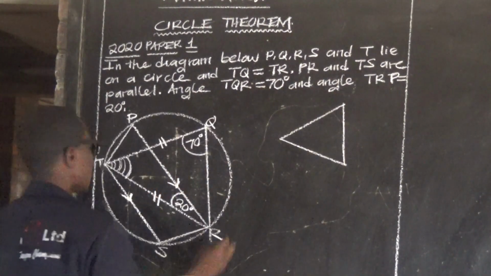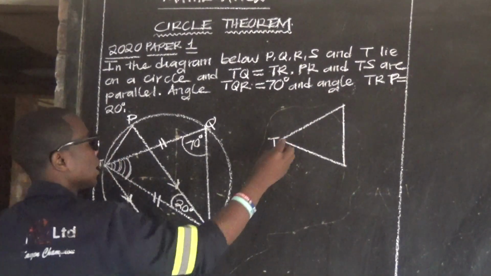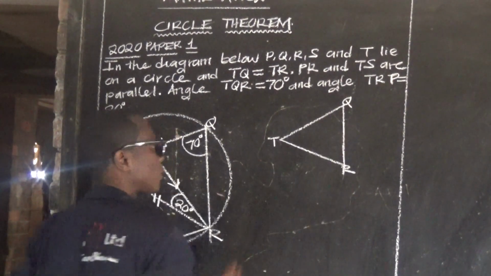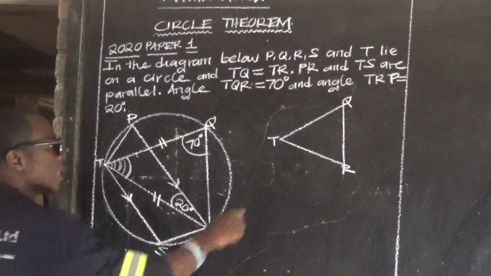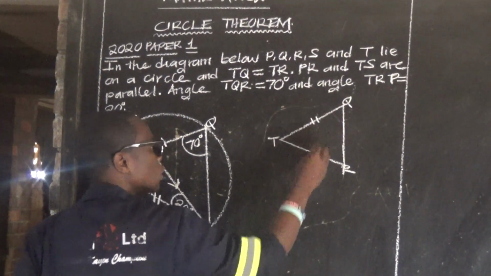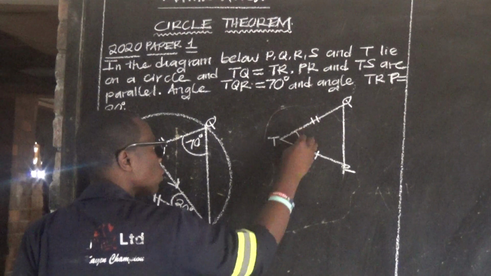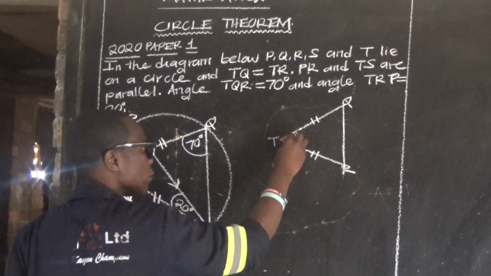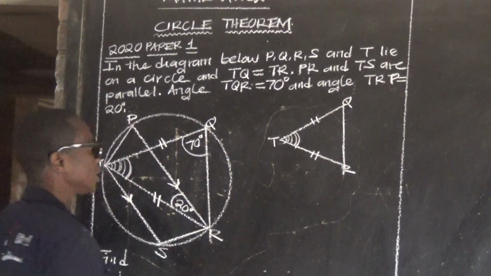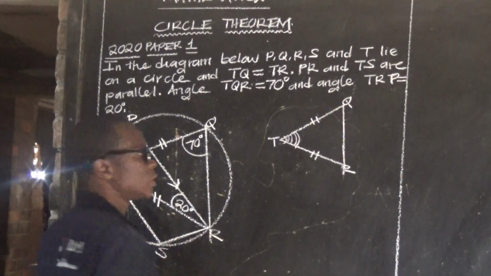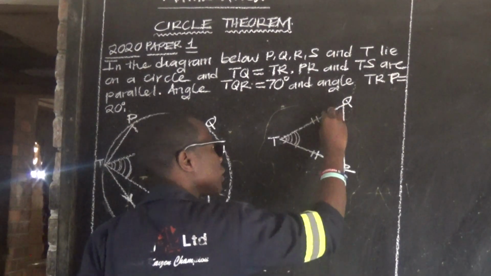So this is point T. This is point Q. And this is point R. And we are told TQ is equal to TR. These two are equal. Then this is the angle we want. Then we are told angle TQR is 70 degrees.